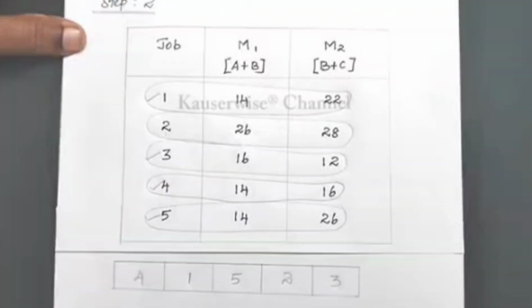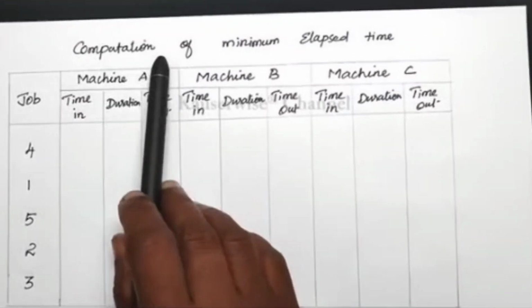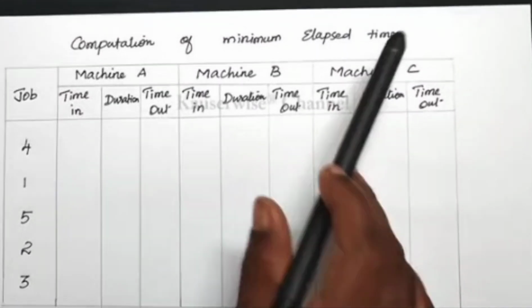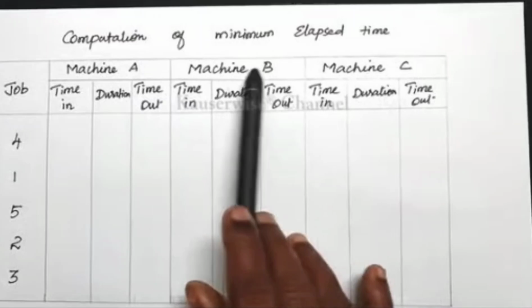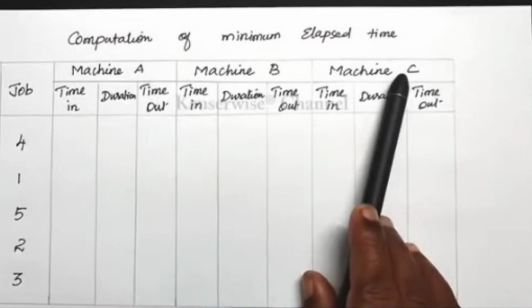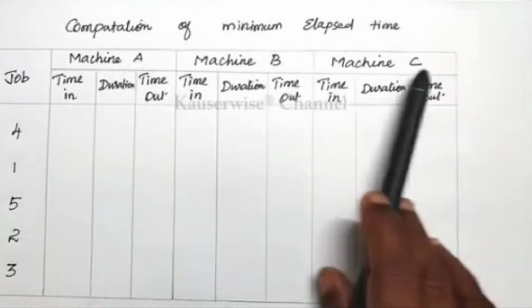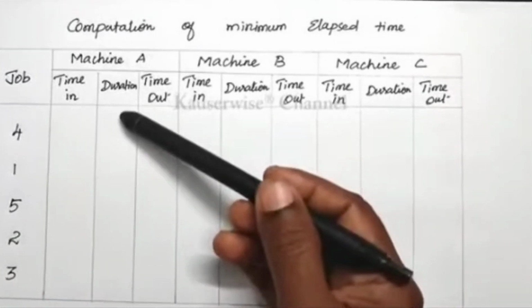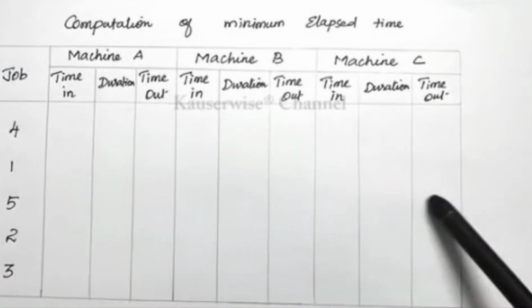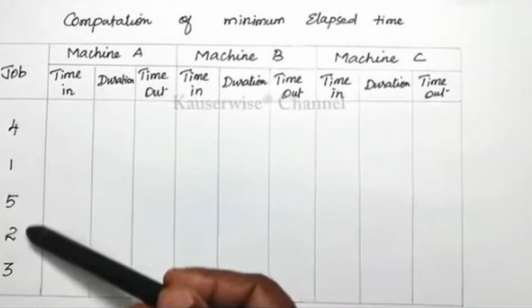Look at the solution table. See the table, computation of minimum elapsed time. Here we have 3 different missions: mission A, B, C. We are going to find out the in time and out time for the 3 different missions. For that, we need to enter the duration for the 3 missions according to the job sequence.